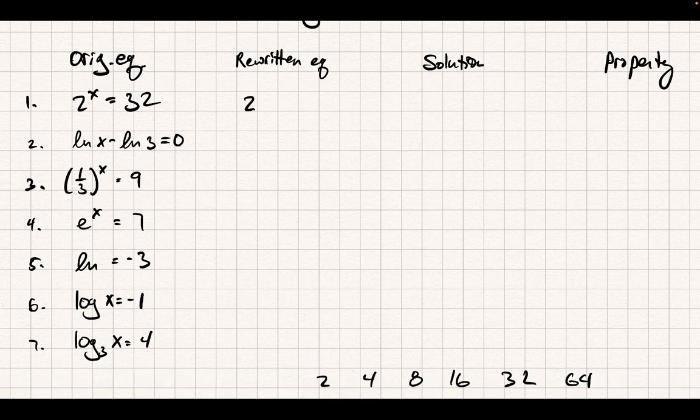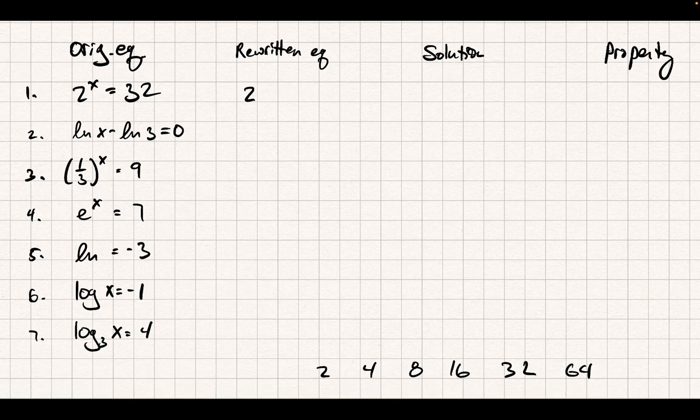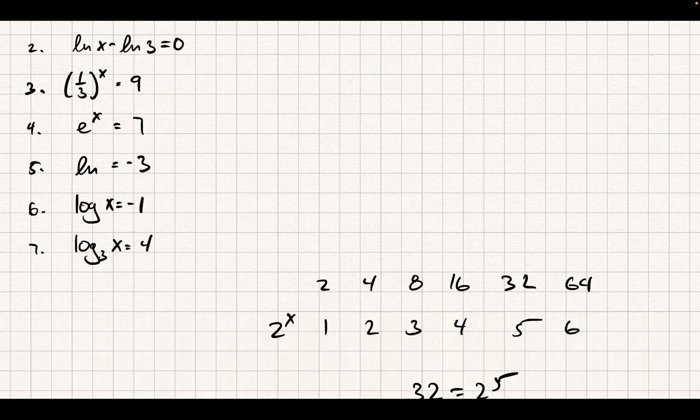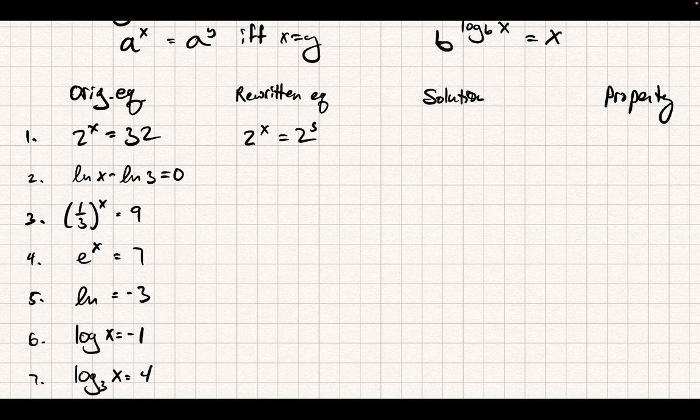Maybe you want to convert the 32 to the base. So I'm going to rewrite 2 to the x equals 2 to the, what did we say? 5th. You said 32 equals 2 to the 5th, which is true. That's not our rewritten equation. That's this step. That's the solution. So converting 32 to 2 to the 5th is the correct step, but we want to rewrite our solution. Now what's the solution?